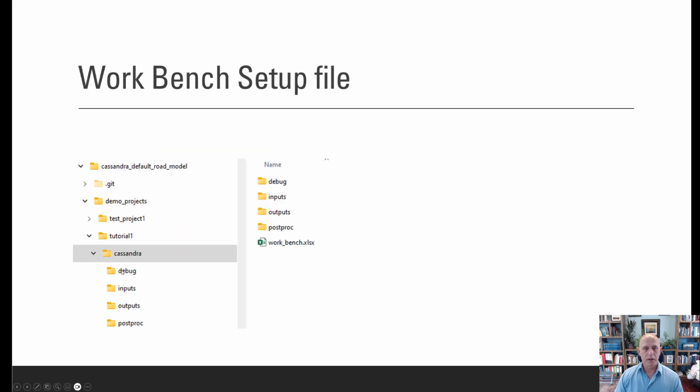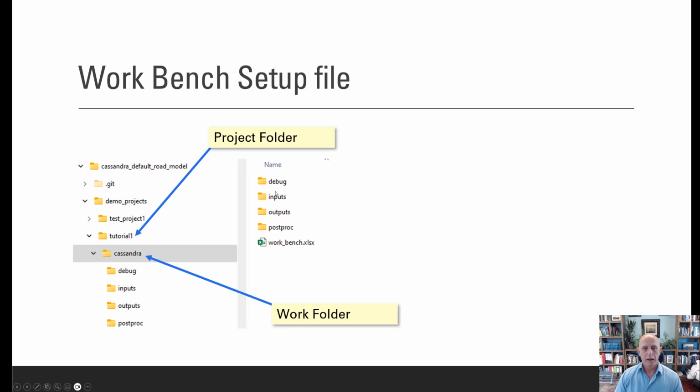Now let's look at it from another viewpoint. So here we still have our project folder and our work folder, and very important is what I'm showing on the right side here is also our folders. But you can see now that inside of the work folder, if you downloaded the tutorial data, you'll see there is a file called the workbench file, and this is your workbench setup file. It's simply an Excel template that wires all of the things together so Cassandra understands where your different files sit.